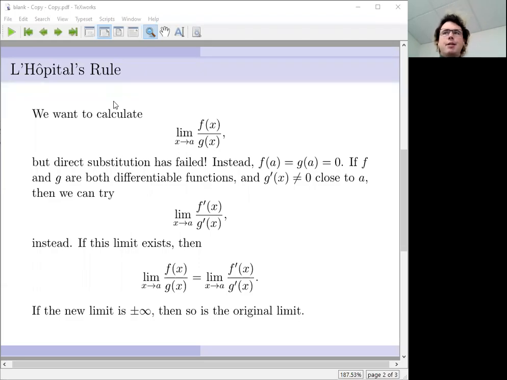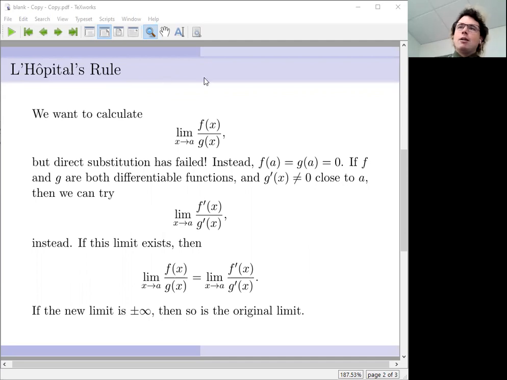So this is a new rule for calculating limits. It's called L'Hopital's rule. Now, this is a person's name. L'Hopital was a French person a couple hundred years ago. He commissioned this research that went into developing this part of calculus. So he gets his name on it, like a sports sponsorship.